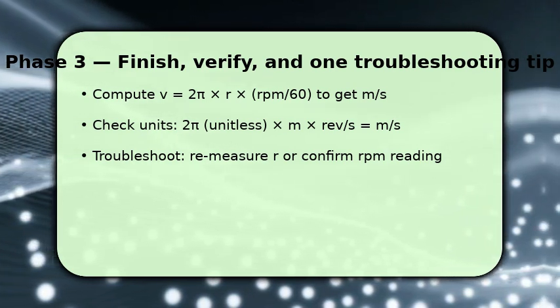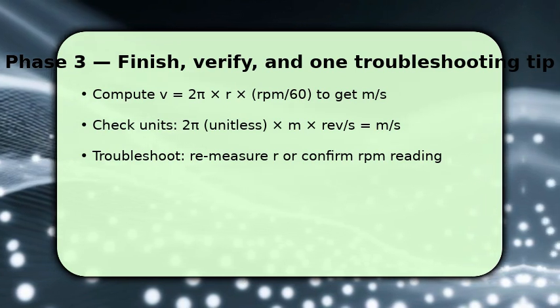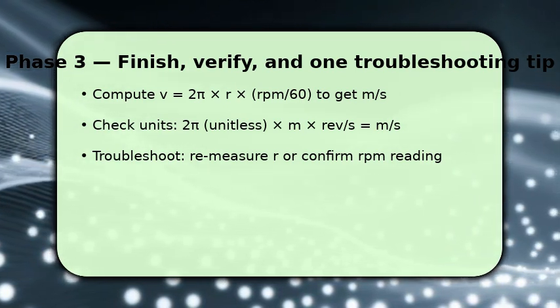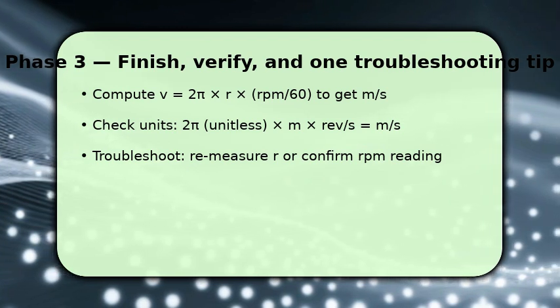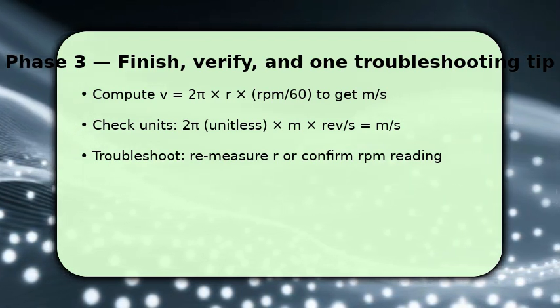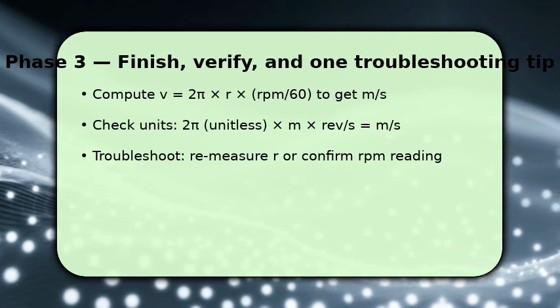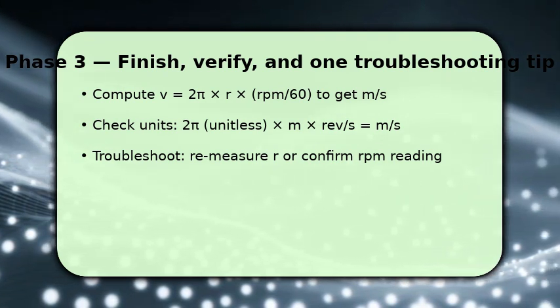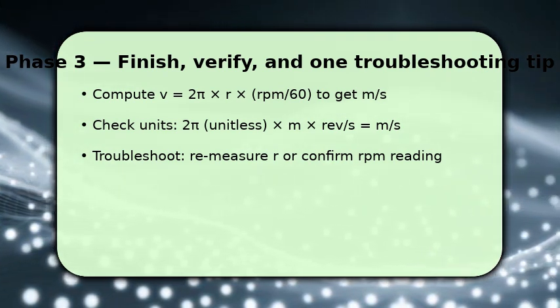You should state the numeric value with appropriate significant figures, for example, 3.14 m/s. Then verify units explicitly to ensure you didn't mix centimeters or minutes. If the number seems off, remeasure radius and confirm RPM instrument calibration.